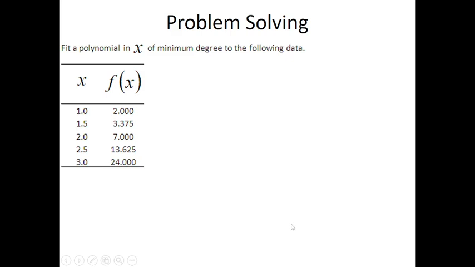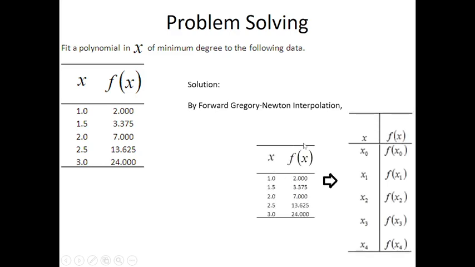So here's the problem. We are to fit a polynomial in x of minimum degree to the following data. Solution by forward Gregory-Newton interpolation. We are to analyze first if we can use the forward Gregory-Newton interpolation. So we have to analyze whether these are arranged in ascending order. Yes, they are. Next step, identify the tabular interval value.